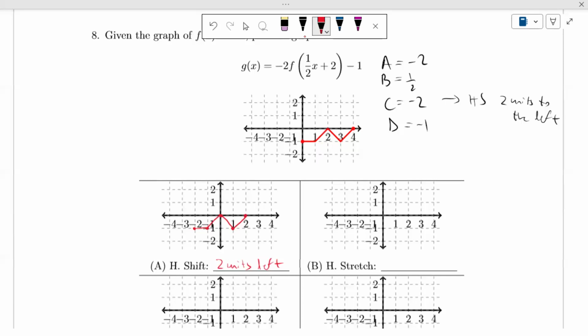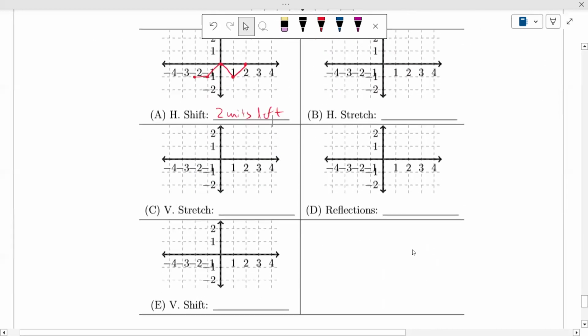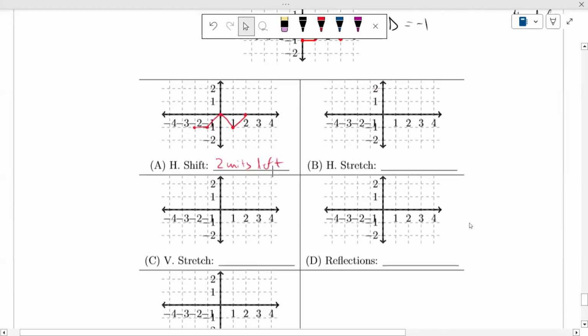Okay, fair enough. Any questions on that? Any questions at all on that? Okay, so now I don't need to look at the original graph anymore. I need to look at this graph when I do my next few transformations.